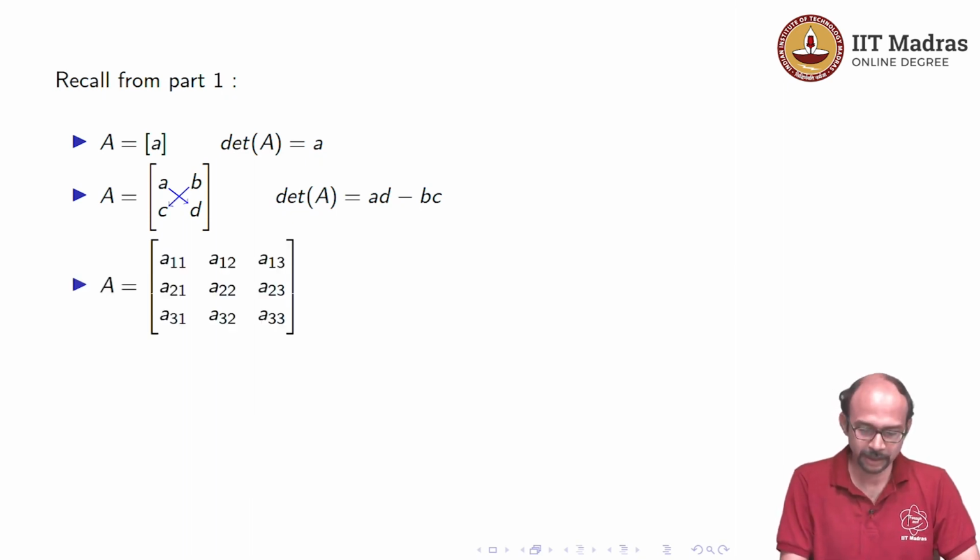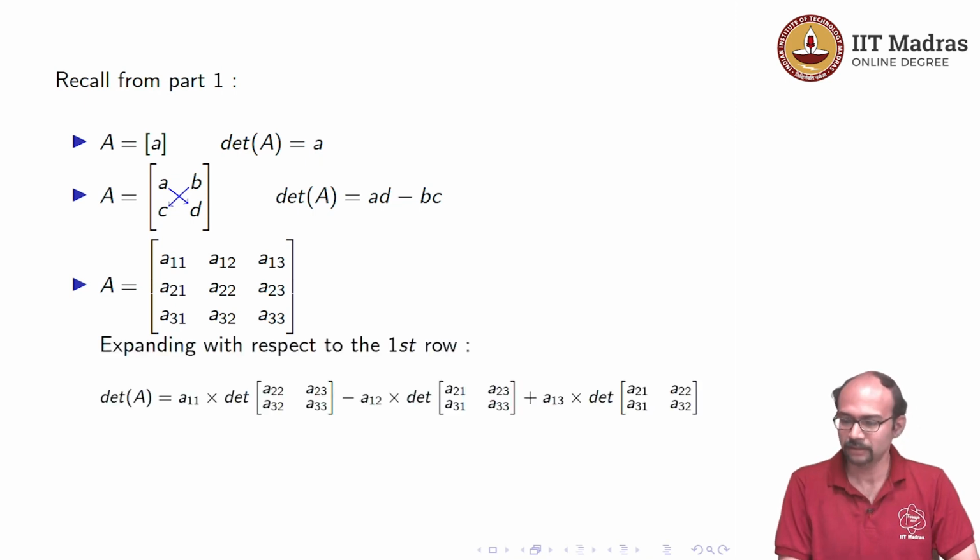And if you have a 3 by 3 matrix, then we define the determinant by what we called expanding with respect to the first row. What that meant was you take the first entry of the first row, and then disregard everything in the first row and the first column. You get a 2 by 2 matrix remaining. Take its determinant and multiply that with A11. That is the first term. For the second term, you look at A12 and do the same process. Disregard everything in the first row and the second column. Multiply the determinant of the resulting 2 by 2 matrix with A12.